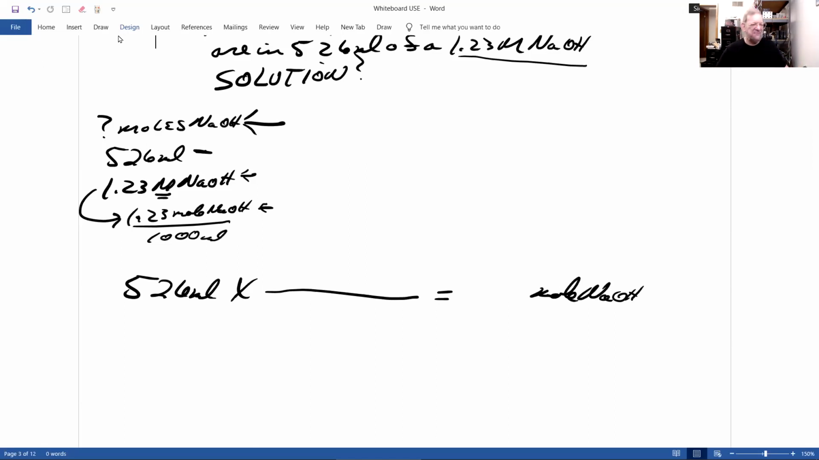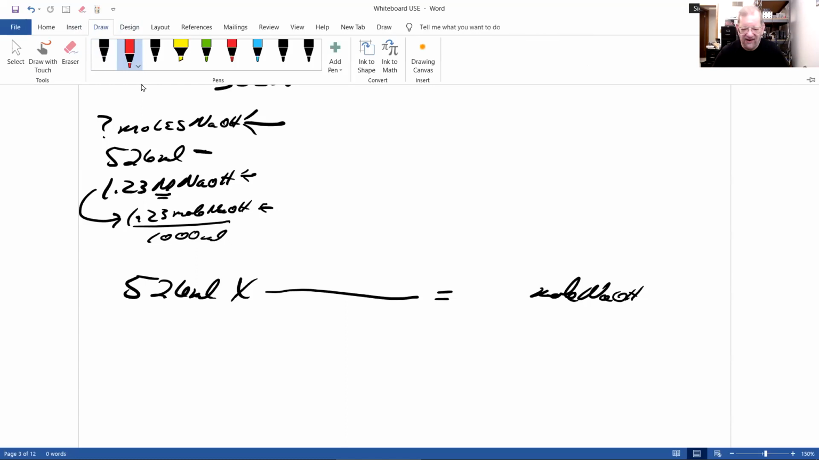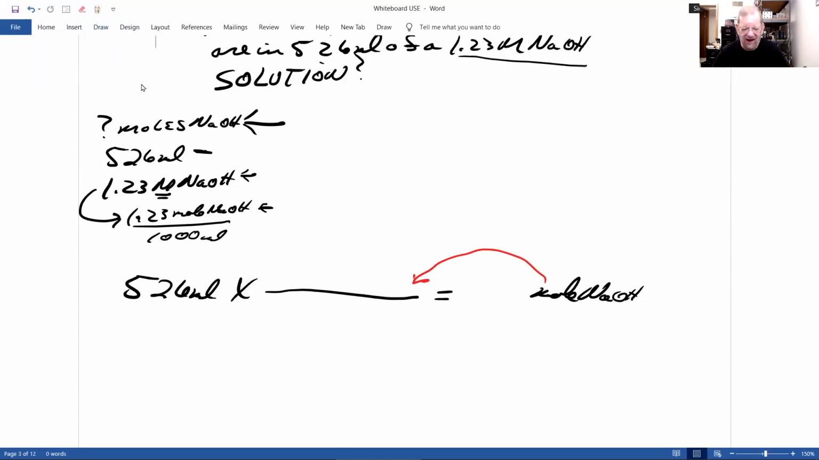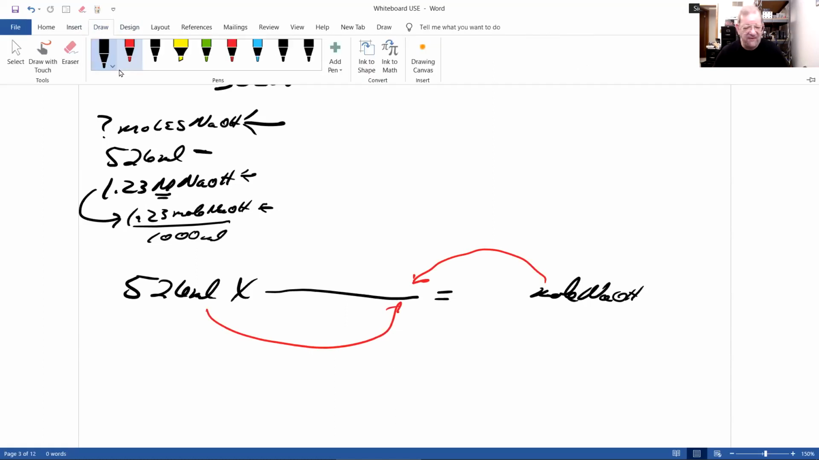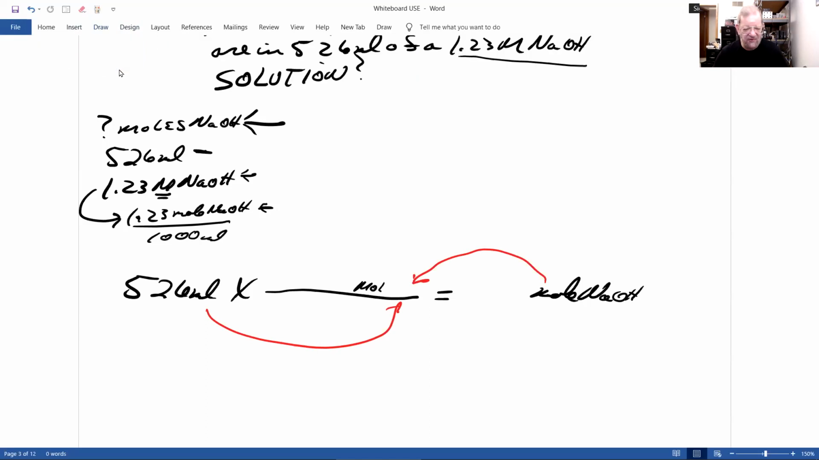Love that whistle. Hope you do too. And therefore, whatever I'm trying to get to goes on top of the ratio. Whatever I'm going to get rid of goes underneath. I'll put those units in. So I have on top moles NaOH. I see somebody with a question.